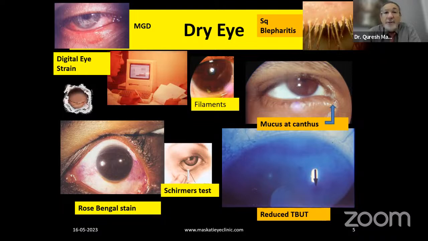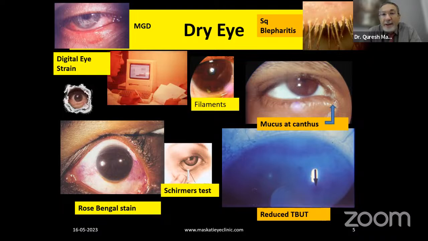If the dryness persists, then the dead cells of the cornea, which are normally washed away by the tears, remain there, and you can see filaments. Sometimes you can see mucus at the canthus. That means there is some amount of mucus because it's not been washed away. It's like the kachra which is not washed away by the municipal workers in the drain.